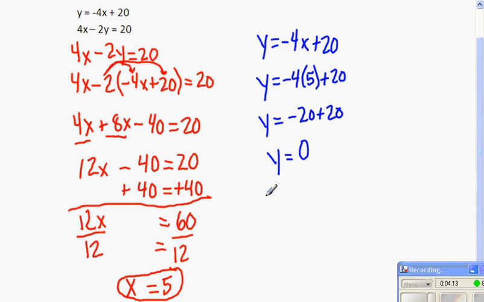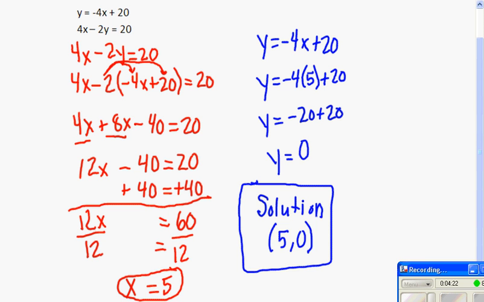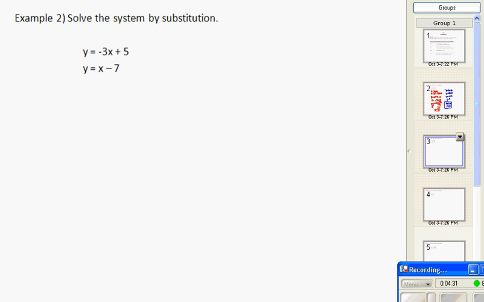So we now have a solution. This is the point of intersection between these two lines. Our solution and our point of intersection is 5, 0.